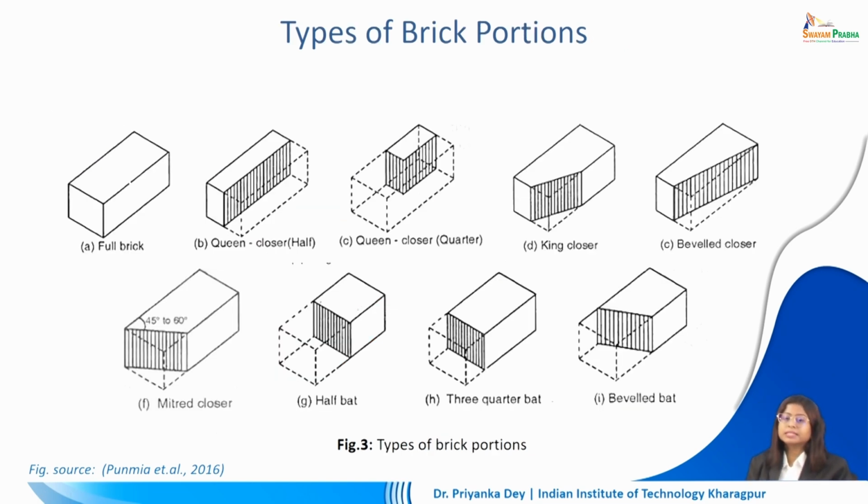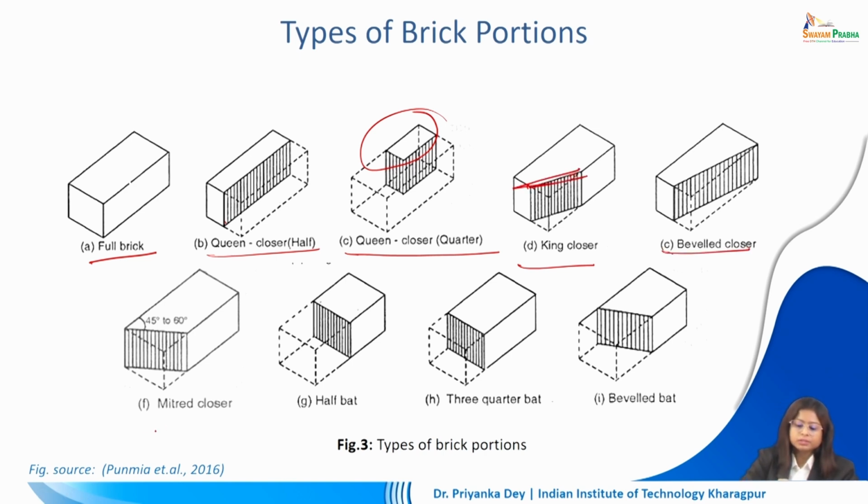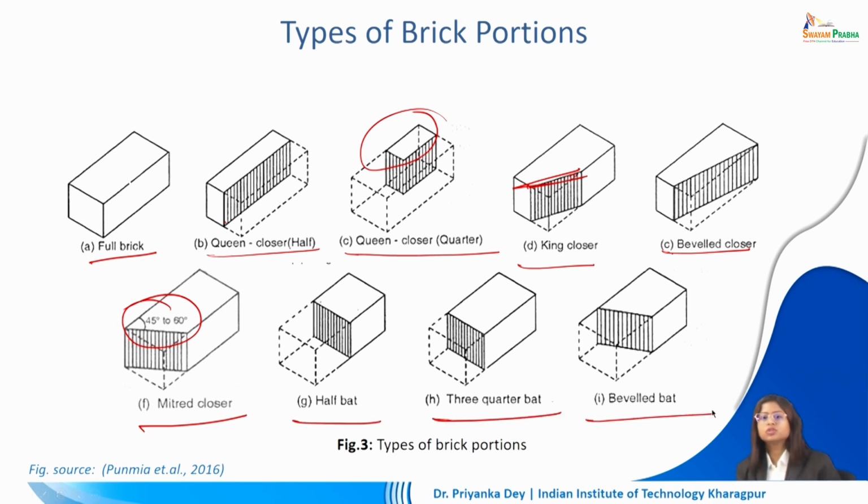We can also classify them on the basis of portions. This is a full brick, and a queen closer half, where we have just divided it along the stretcher. Queen closer quarter, where we've taken just a quarter of the brick. King closer, connecting the central points on both sides. Beveled closer, mitred closer at an angle of 45 to 60 degrees. Half bat, three-quarter bat and beveled bat. So all these shapes and portions have application in different aspects.